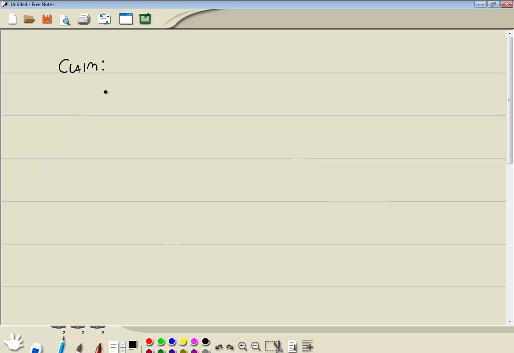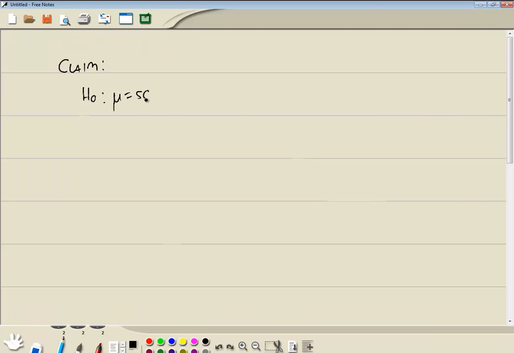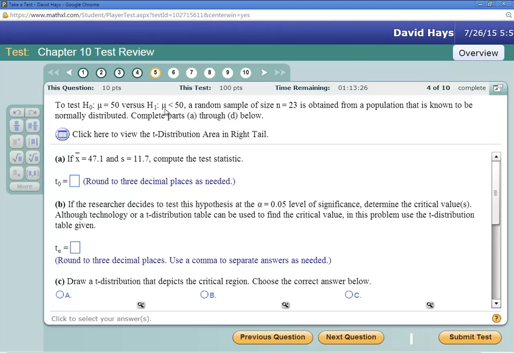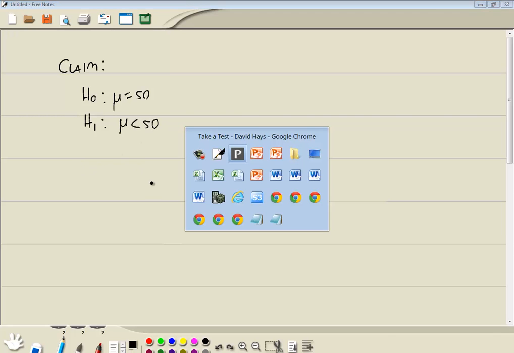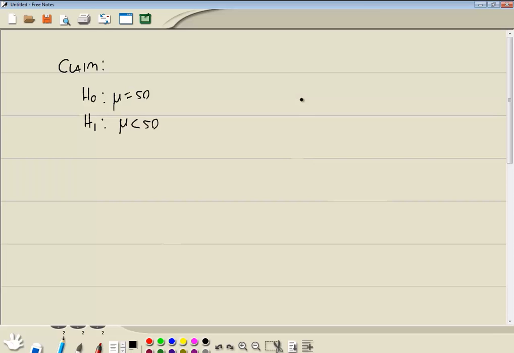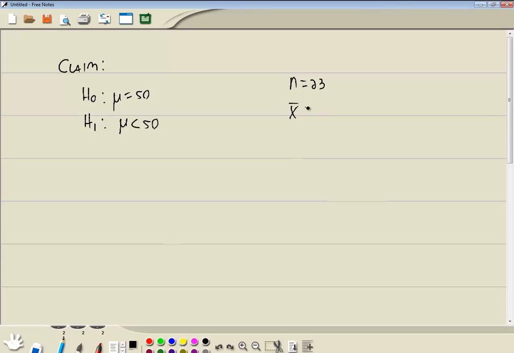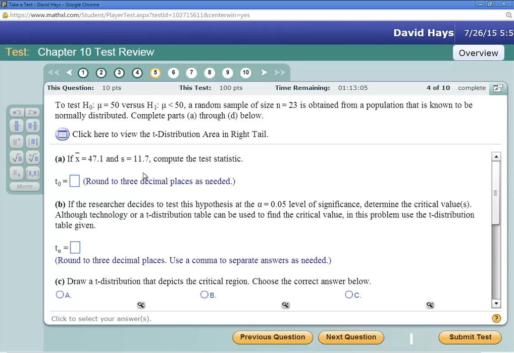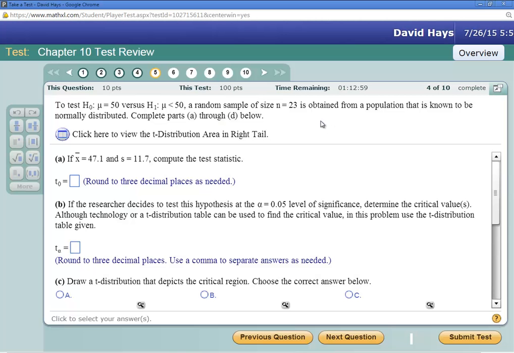Okay, to test H naught, I guess they're giving that to us direct, so not giving us a claim. Mu is equal to 50. And H1, mu is less than 50. Random sample size n is 23, obtained from a population normally distributed. Okay, X bar is 47.1. S is 11.7. Since it's a small sample, it's required to be normally distributed, but that isn't really pertinent to actually find a test statistic. Except for that, we can't do it without doing that.